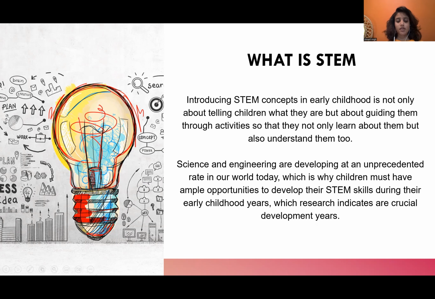Children are impulsive in their actions. They are prone to acting or speaking before they can think consciously. The experience that they gain in this world is a starting point of their cognitive development. Introducing STEM in early childhood is not about telling the children what the concepts are, but guiding them through activities so that they not only learn about these concepts, but understand them too. For example, children should not be told about the laws of gravity, but instead they should be guided towards knowing them through experiences in which gravity plays a major role.